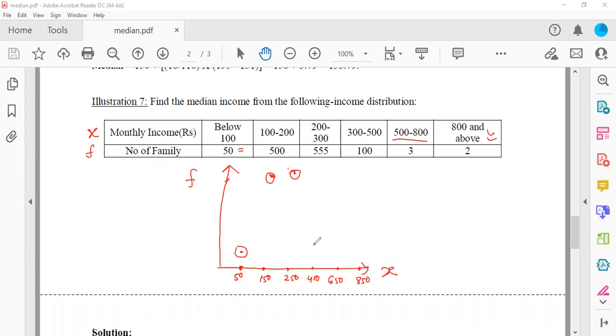100 is here, 3 is here, and 2 is here. So if you draw them, you will get a curve like this, roughly. So this is the frequency polygon, right?